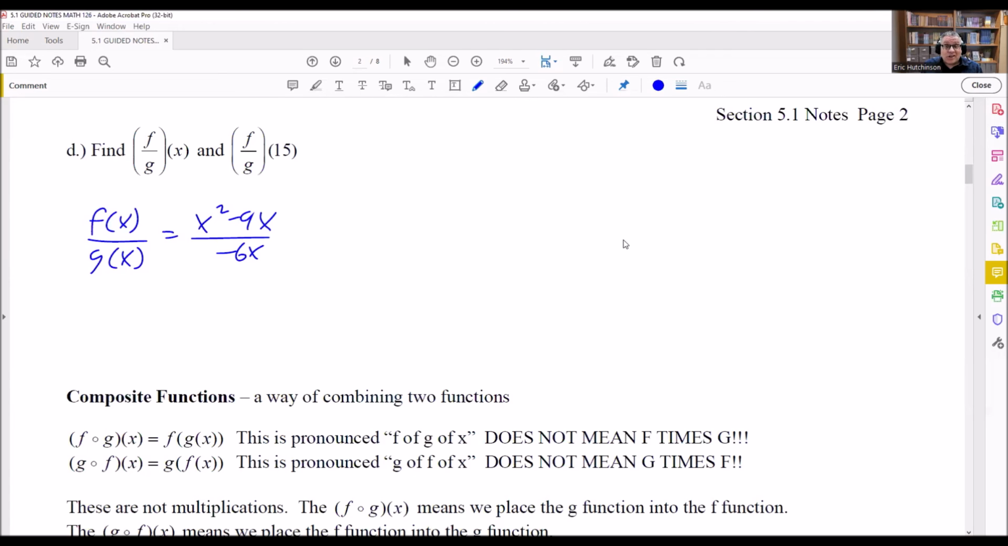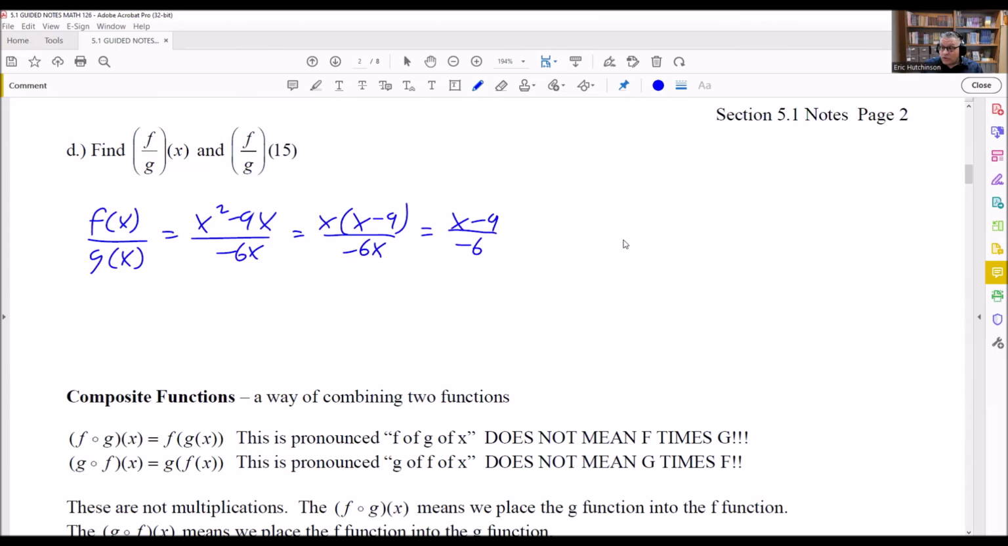Now, if we take a look at this, there is a little reducing we can do. First thing you want to do is factor out an x. That is a common factor we have on top. So if we factor that out, we're going to get x minus 9, and then we're dividing that by negative 6x. So the x's here are going to cancel. So we get x minus 9 on top over negative 6.